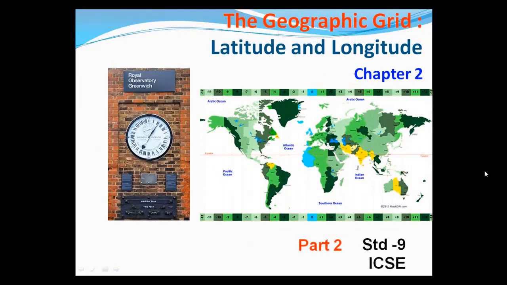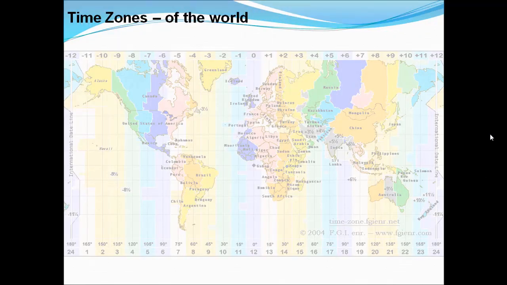Today's session is on the Geography Grid System Latitude and Longitude, Chapter 2 Part 2, Standard 9 ICSE. In this session we learn about what is time zone, world time zone, standard time, local time and how to calculate time, followed by Great Circle Route. Now we'll see the time zones of the world.